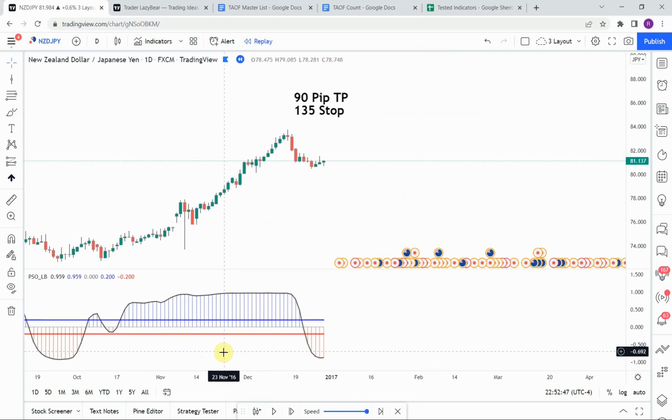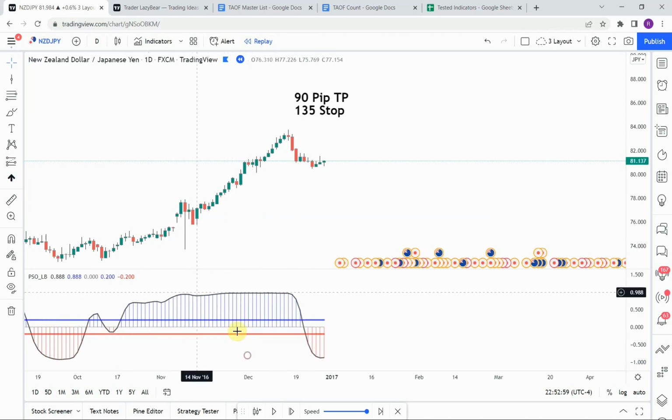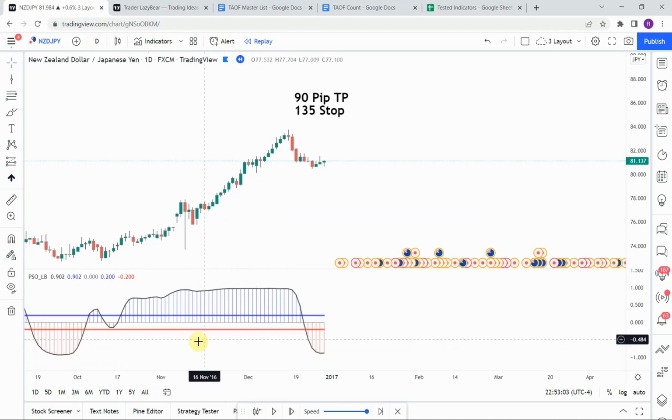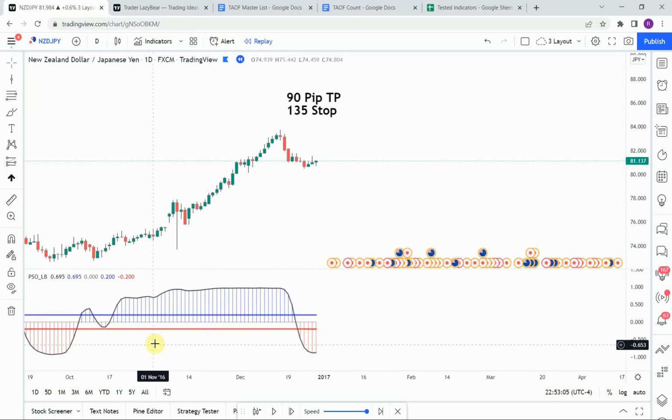Now in the last video, what we did was we looked for the oscillating line to get up above the upper line or down below the lower line, and that was overbought and oversold. Now one of the viewers did mention that we should try this as a zero line cross, and we'll go ahead and test that in the next video just to see how these compare one to the other.